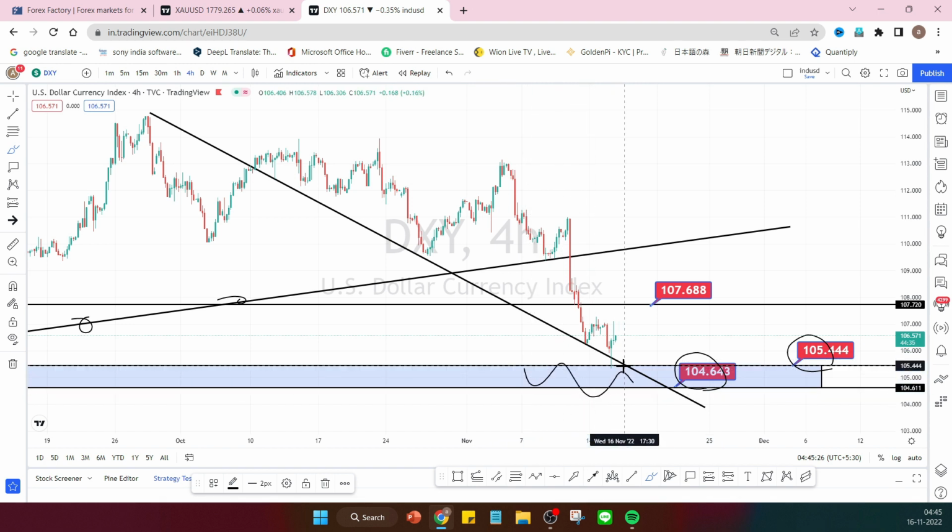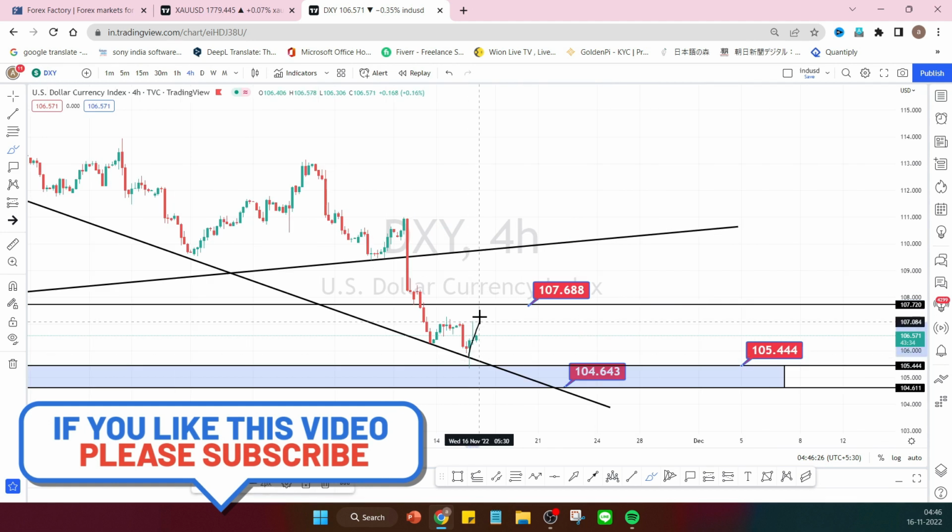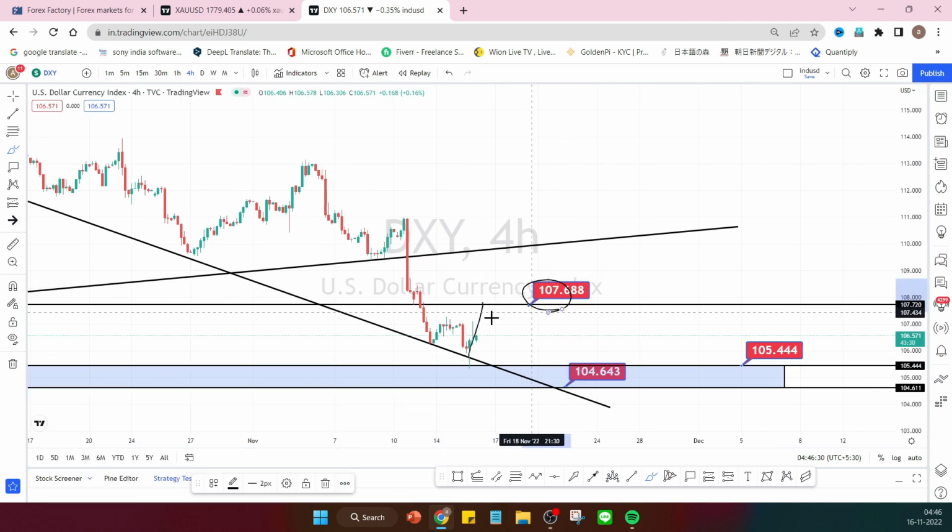And only when the price action breaks its support zone, we can expect a further continuation of the bearish trend in dollar index. So for now, this trend line or the support line and this support zone is holding the price action from falling further on the bearish trend. And as long as the price action is trading below this resistance level of 107, we can expect the bearish trend to continue in dollar index.